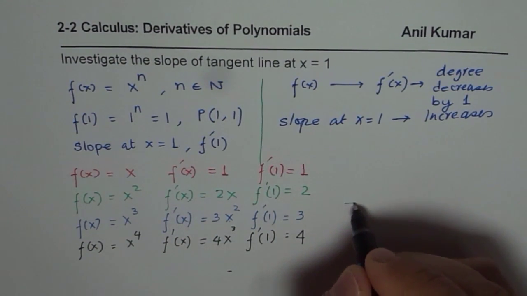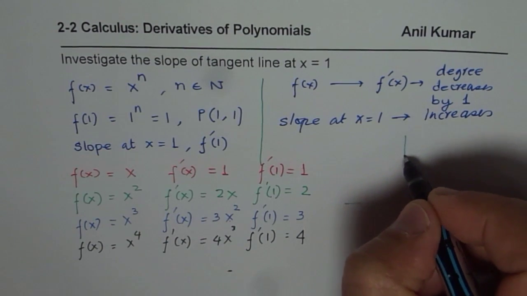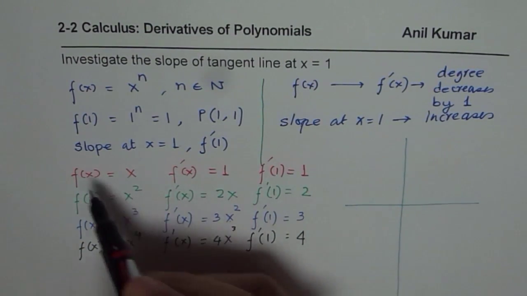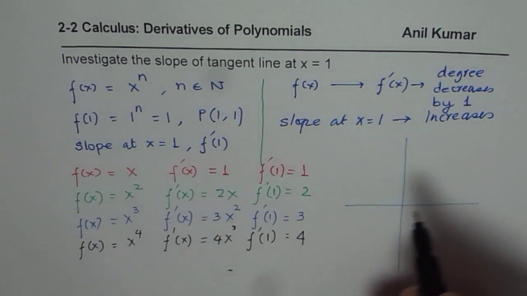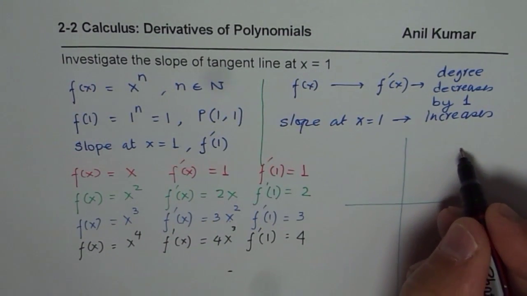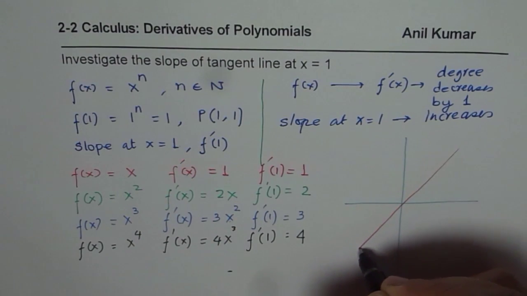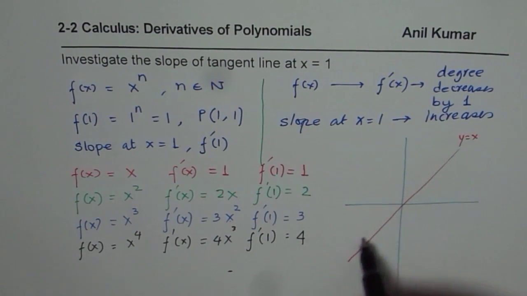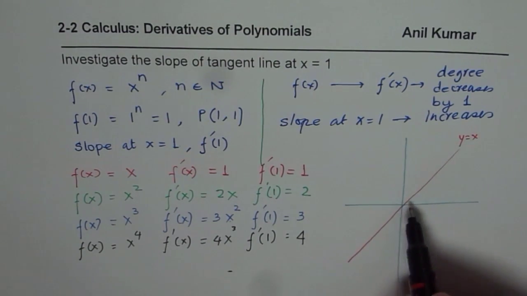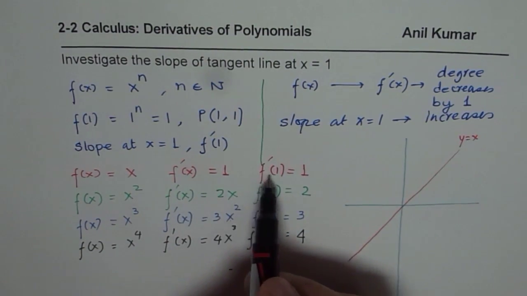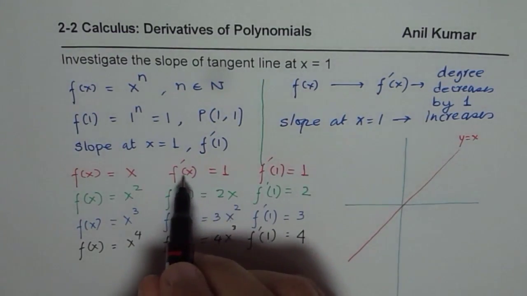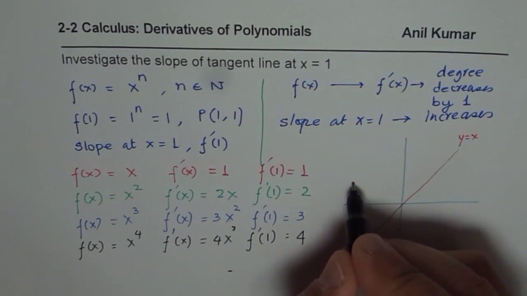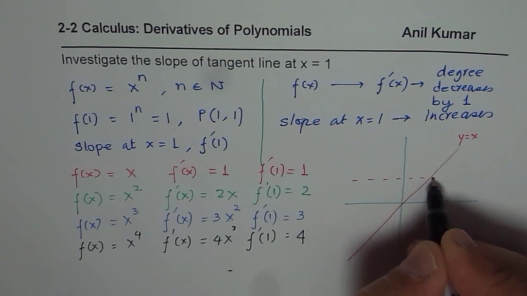So let me sketch the kind of figures which we have here, and then investigate further. So first function for us is a straight line, which we are saying is this is our function, right? So y equals x. So this is our function y equals x. Now in this particular case, the derivative of the function is 1, right? So the derivative f dash x is actually 1. Let us say this is 1 for us. So this is 1, correct?